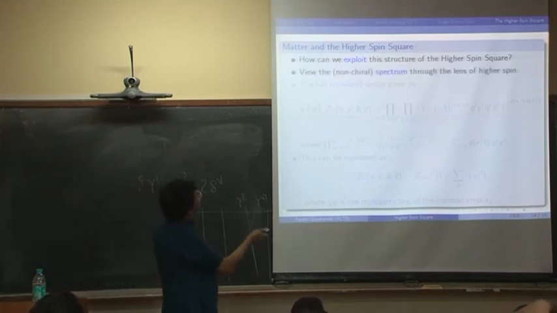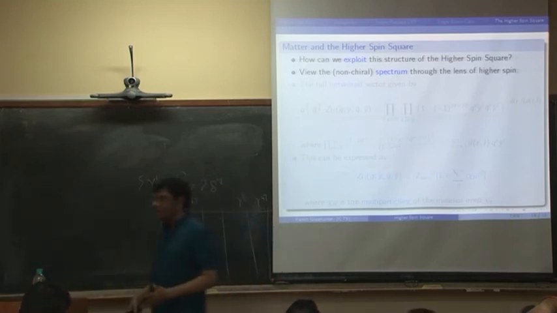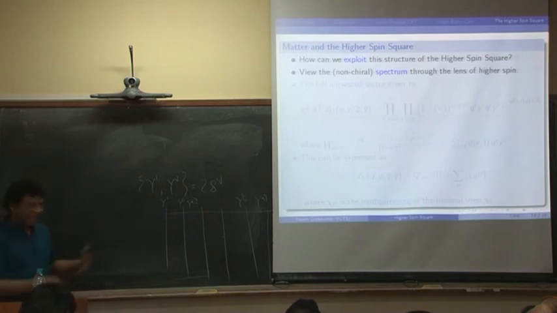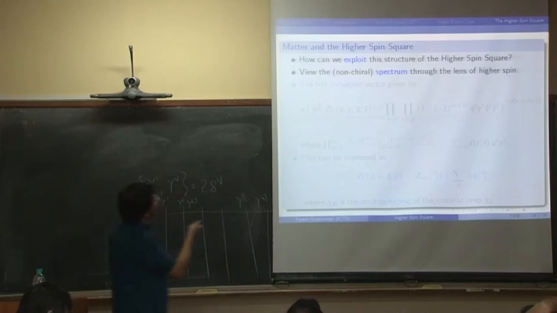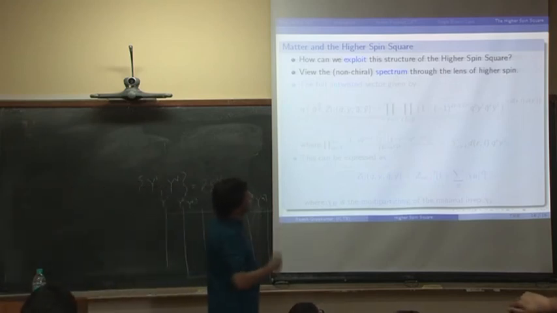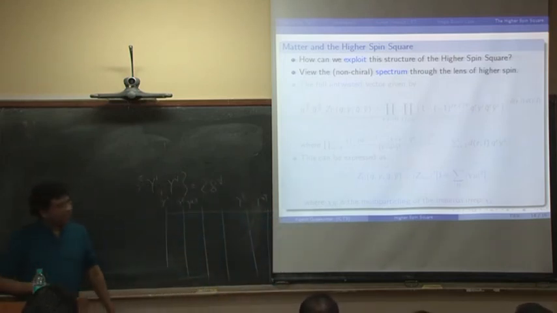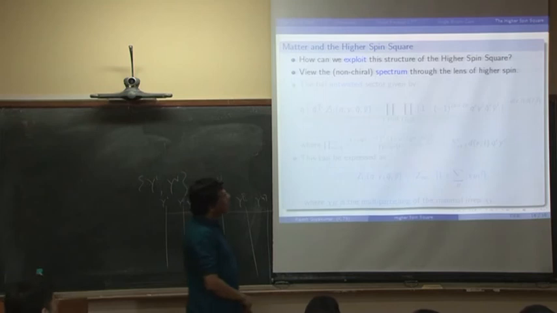So how can we exploit the structure of the higher spin square? We have this structure where you have these commutators all defined by the higher spin commutators, and higher spin theories we understand a little bit better. So we can try to view the non-chiral spectrum. I mean, this was the chiral part of the spectrum, the one with Q bar equal to 0. So the non-chiral part of the spectrum.